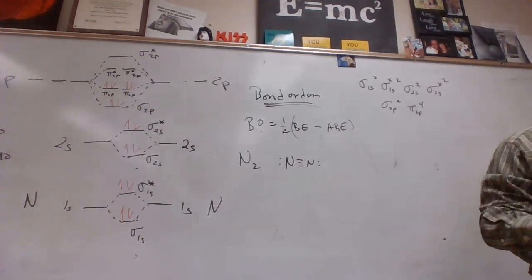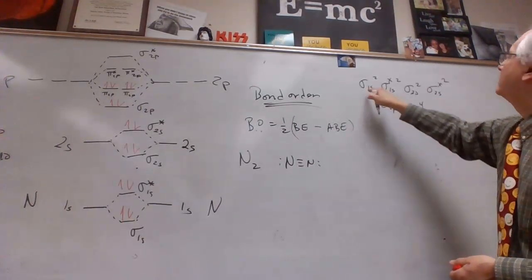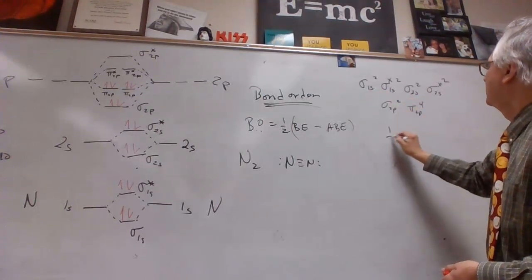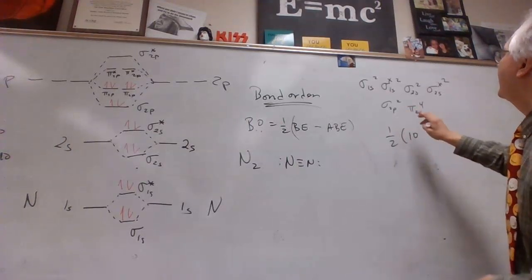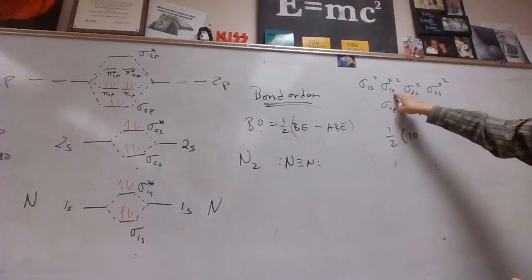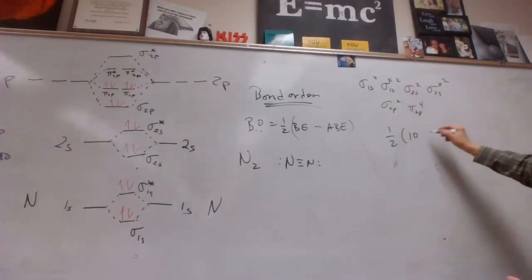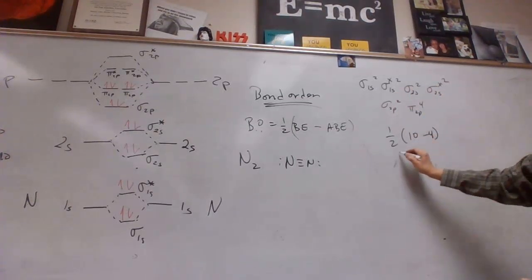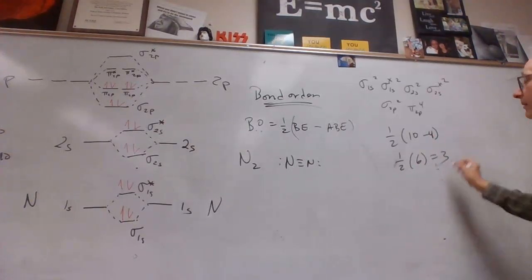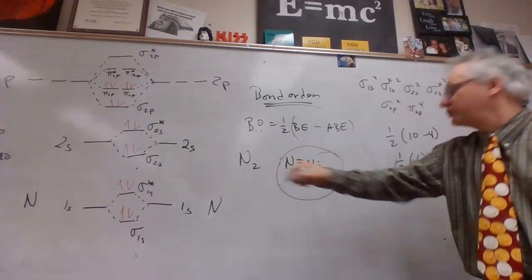So let's add up all the bonding electrons. I've got 2, 4, 6, 10. So I've got 10. And now let's add up all of the antibonding electrons. 2, 4. That's 1/2 of 6. 3. Bond order of 3. Lewis structure gives a 3.